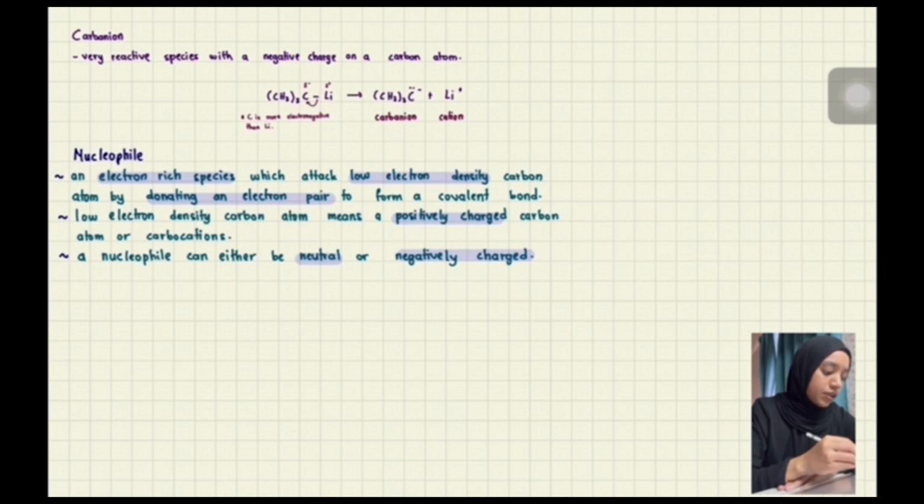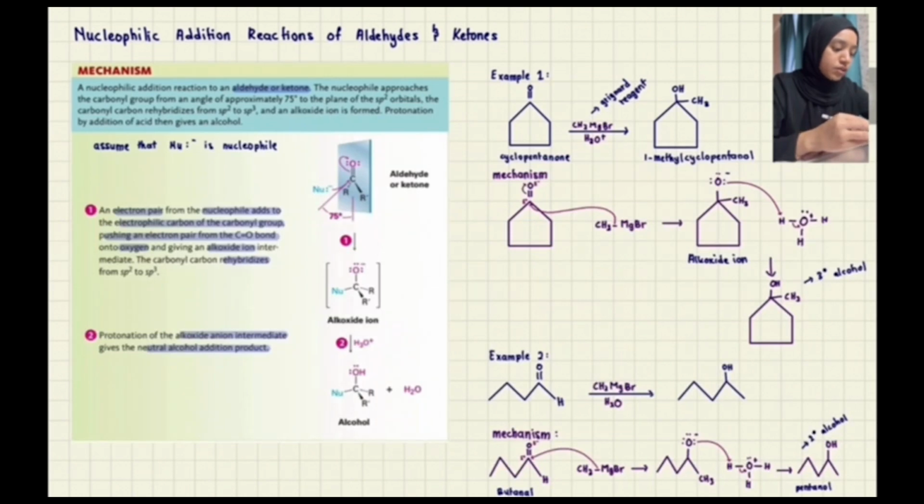A nucleophile is an electron-rich species which attacks a low electron density carbon atom by donating an electron pair to form a covalent bond. A low electron density carbon atom means a positively charged carbon atom or carbocation. A nucleophile can be either neutral or negatively charged. Next, let's take a look at the nucleophilic addition reaction of aldehydes and ketones. We assume that this is the nucleophile.